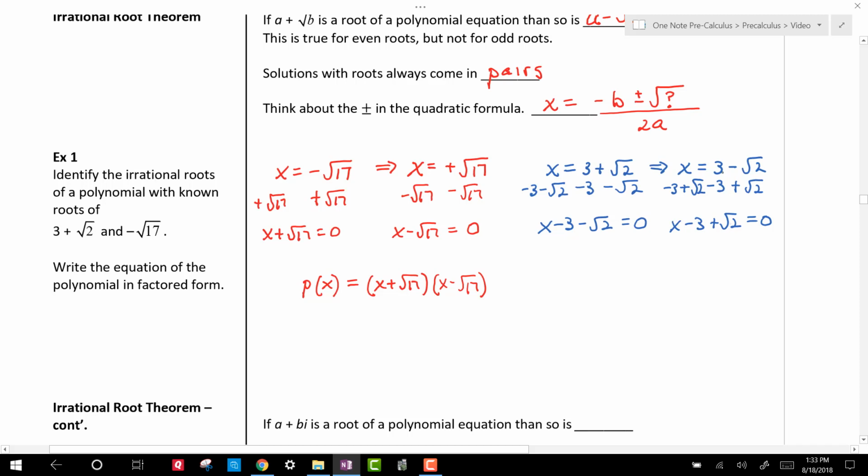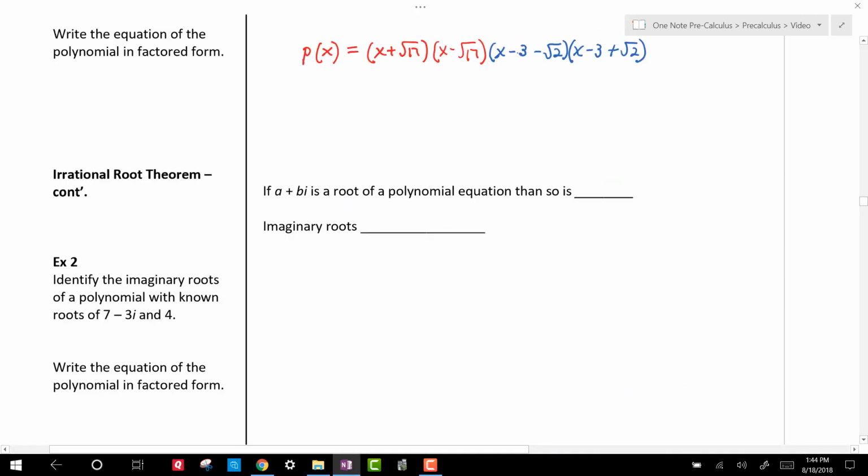The other number out in front of the root, if it's 3 plus or 3 minus, then you keep the same sign there. So bringing those two roots down here, I have x minus 3 minus root 2, and the order of those doesn't matter, times x minus 3 plus root 2, and that would be my polynomial equation in factored form.